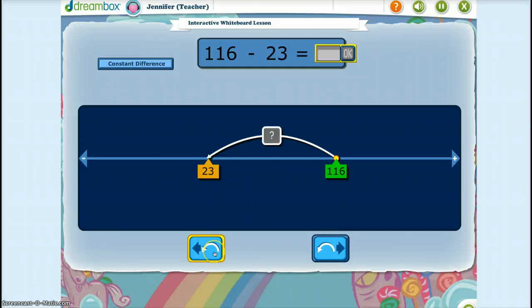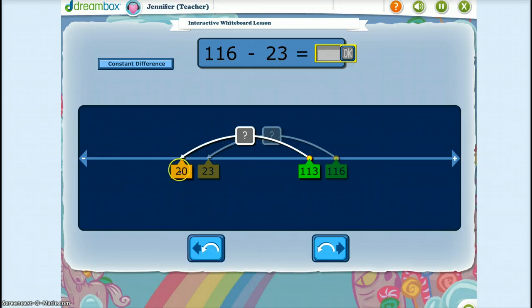Now, that's a really difficult question for me to do in my head. Yet, if I'm able to move and shift both of those numbers to the left, I'll shift again and I'll shift again, I am now better able to think about what's the distance between 20 and 113. I could do 20 plus 80 is 100 and another 13. Oh, 93.